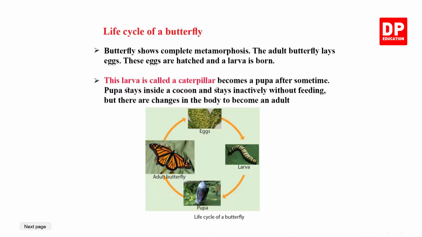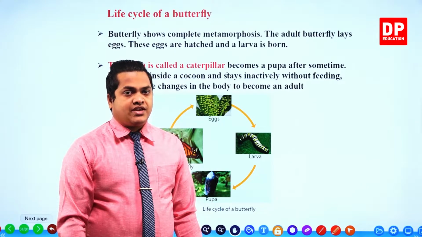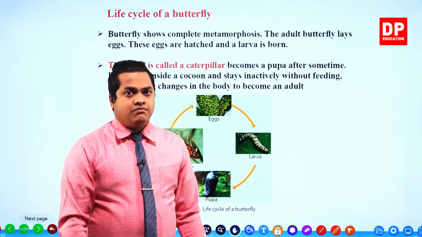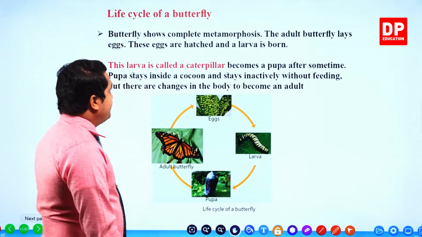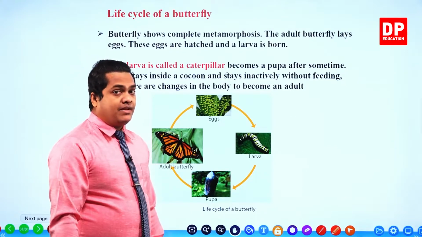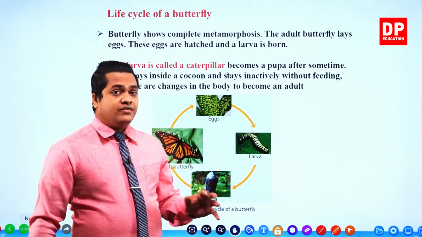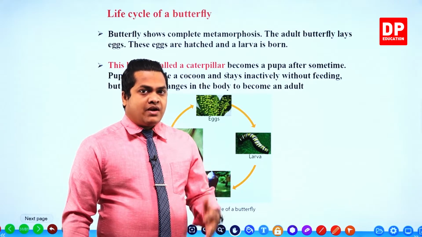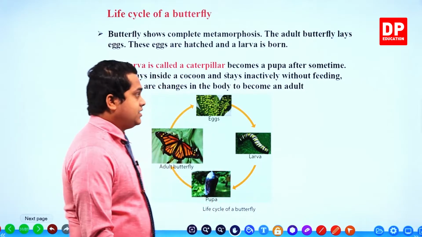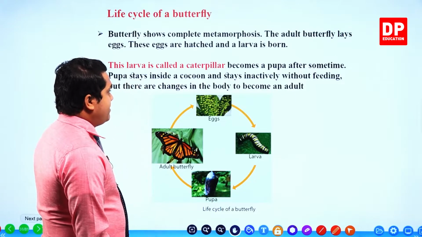So as the second main life cycle, we'll be studying about the life cycle of the butterfly. Okay, my dear children, now it's time to study about the life cycle of a butterfly. It is given here, butterfly shows complete metamorphosis. We discussed the thing in the earlier case also. Butterfly is an organism which shows complete metamorphosis.